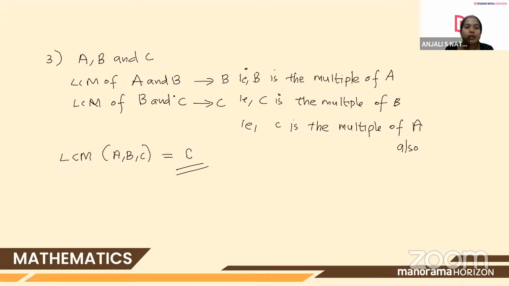So, LCM of A, B, and C is C. Okay. So, it's given three numbers and they given that the LCM of A and B is B. That means B is the multiple of A. And for B and C it is C. That is, C is the multiple of B. If C is the multiple of B, we already said that B is the multiple of A. So, C is the multiple of A also. So, C is the multiple of B and A. That's why the LCM of A, B, and C is C. Okay. Clear?